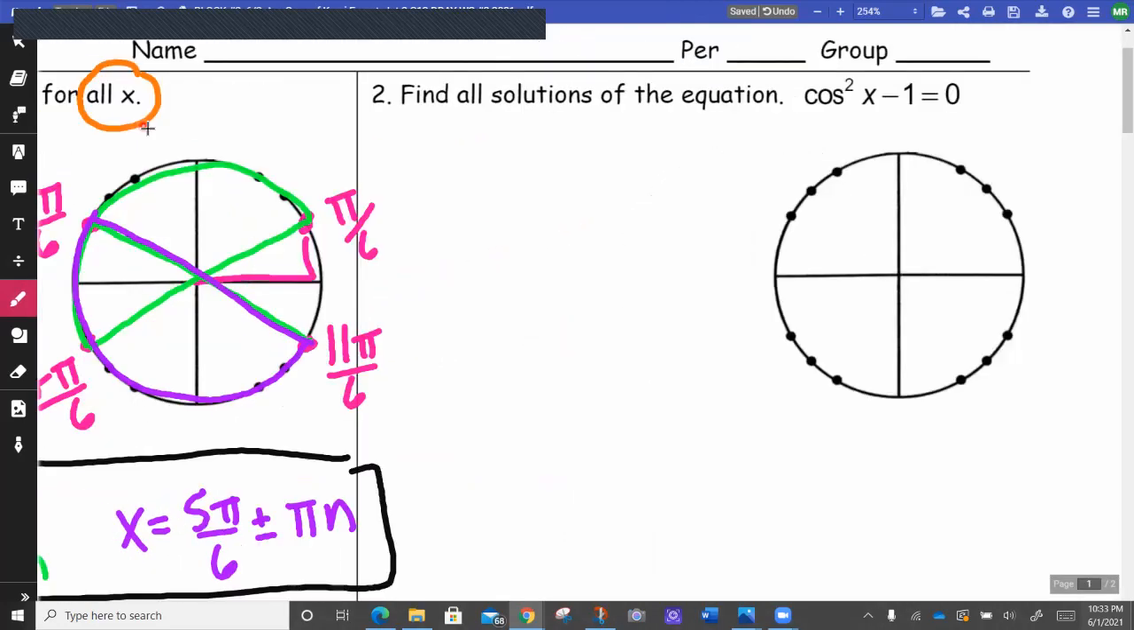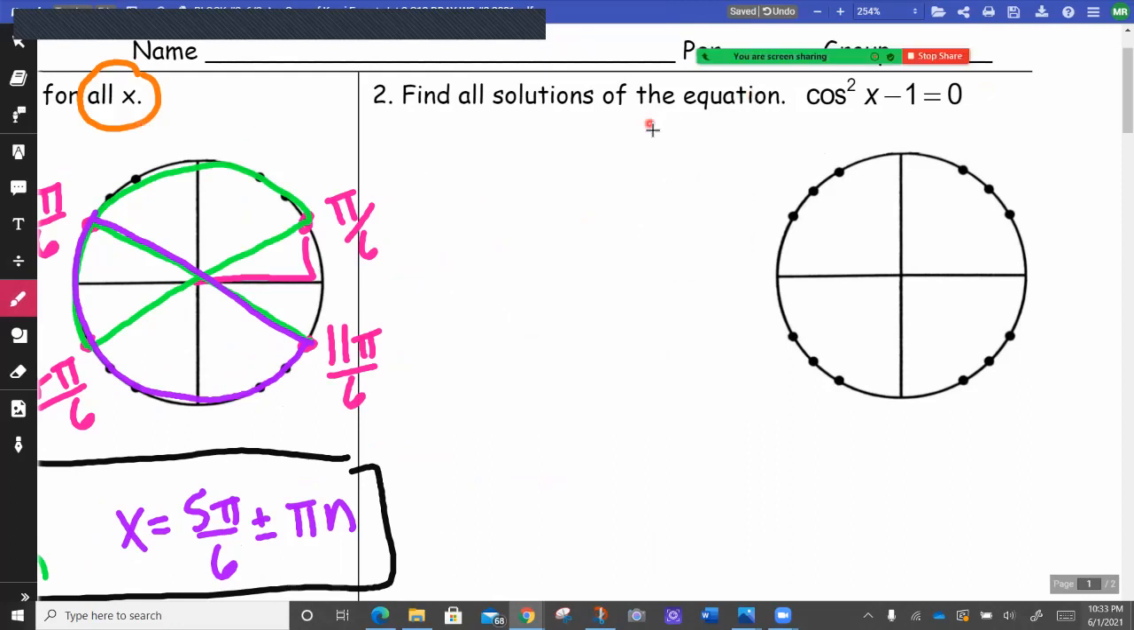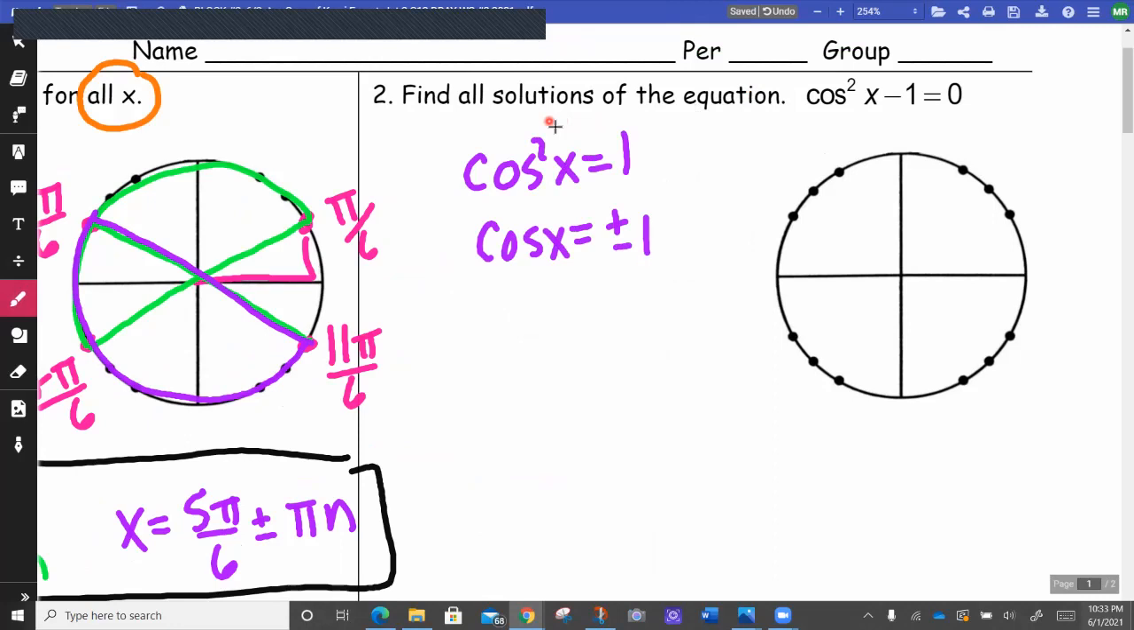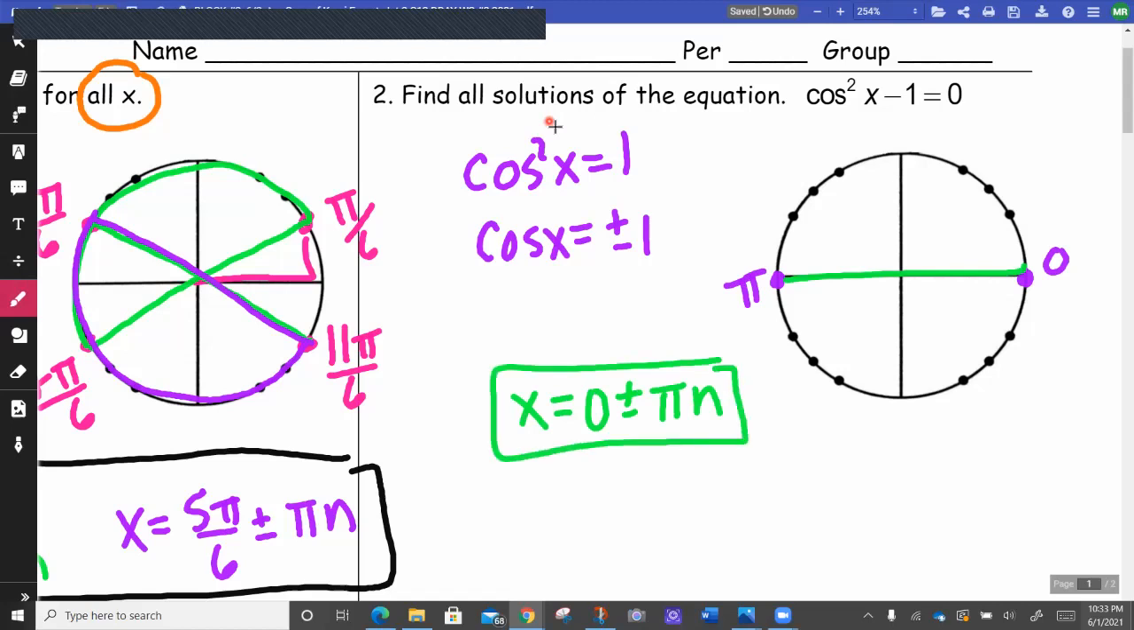Okay, on number 2. Find all solutions. So again, this is a for all. So I am going to get cosine squared x equal 1. So take the square root, and I take the square root of 1. That's going to be a positive and negative 1. Cosine is your x. It's going to be here at 0 and pi, and then back to 2 pi and so forth. So that's going to be pi away from each other. Okay, that's pi away from each other. So my answer is going to be 0 plus or minus pi n.